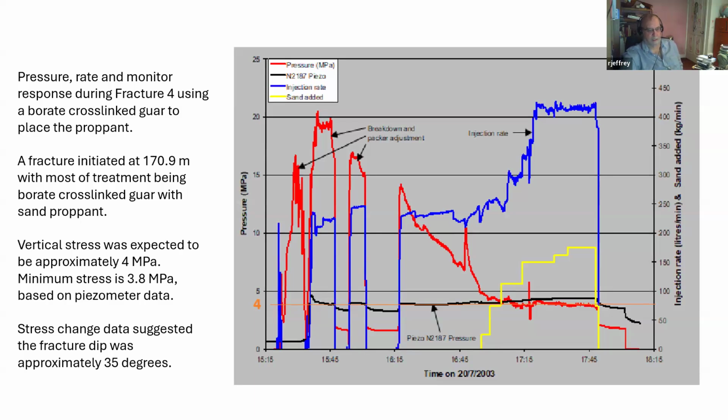So this confirmed that all of this excess pressure was due to tortuosity near the wellbore, which eventually was removed by pumping through it, and we then could start proppant and place a couple tons of proppant into the fracture, again with little effect on the bottom hole pressure as recorded at the piezometer. And we determined from stress change data that this fracture was dipping at approximately 35 degrees to the east.